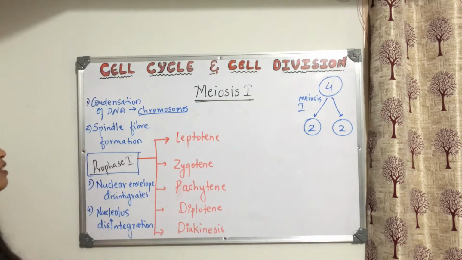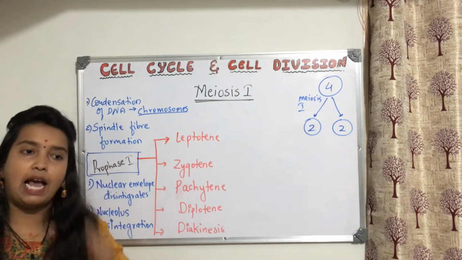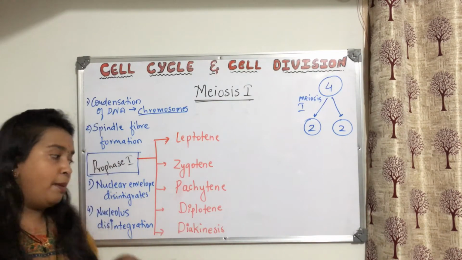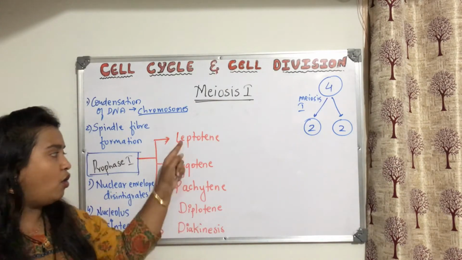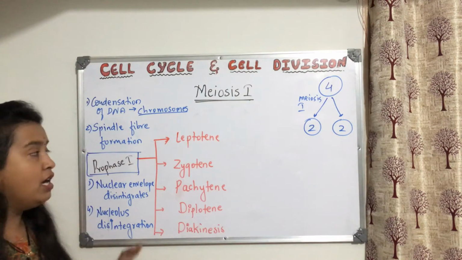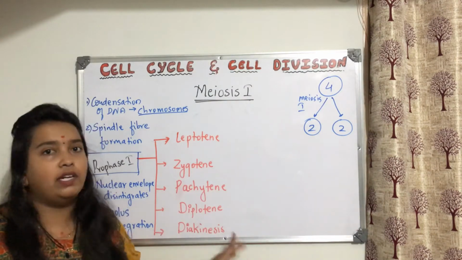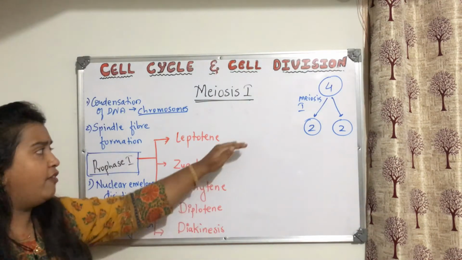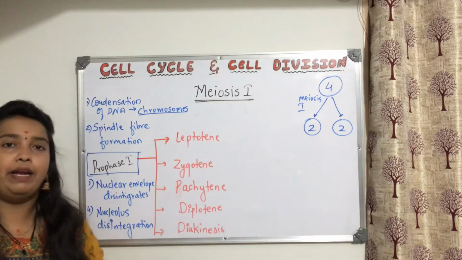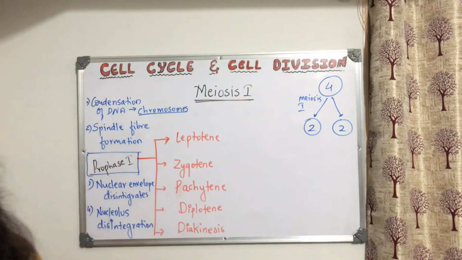Okay, so these are the four points which are the main points of prophase and which should happen from the start till the end of prophase. Since prophase is divided into sub-stages, all these four points should happen from the start of leptotene till the end of diakinesis. Are you understanding this? Okay, fine. I hope you have understood. If you want, you can take it down.